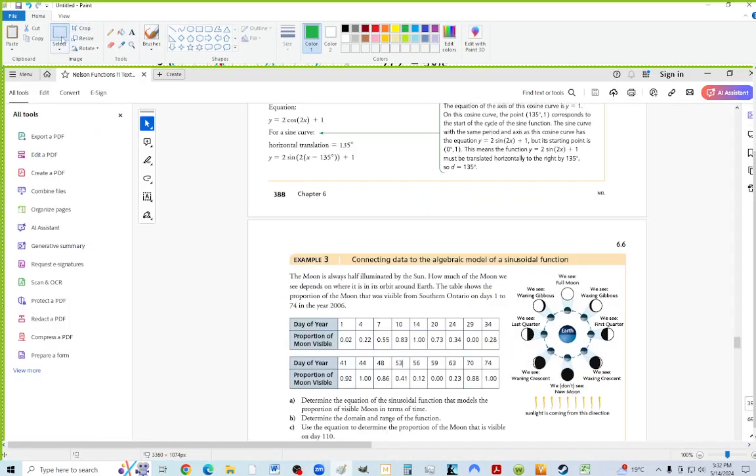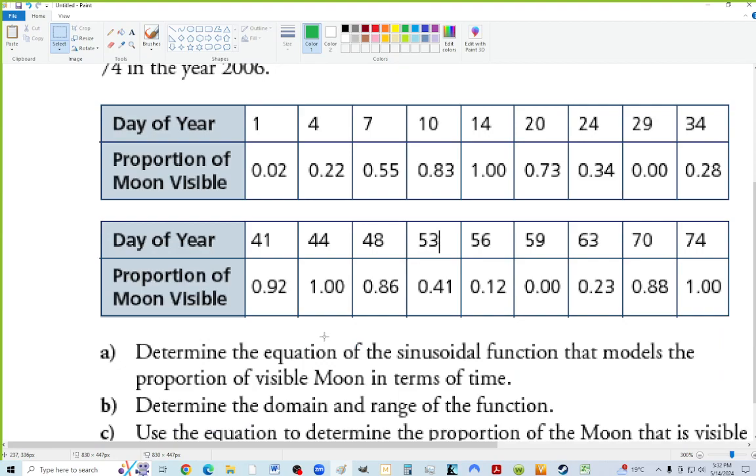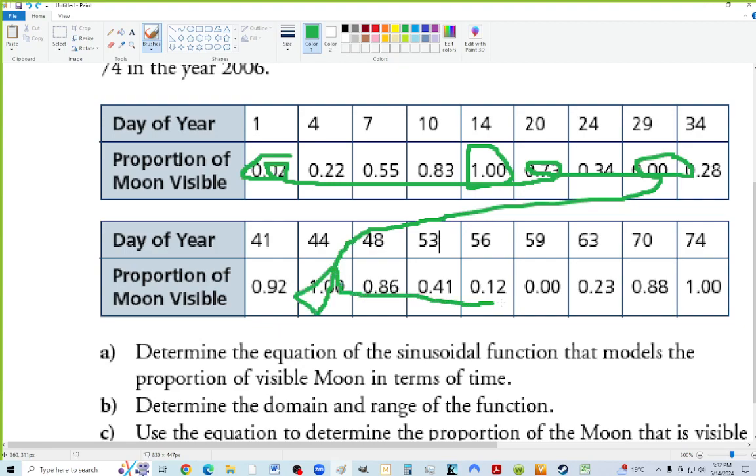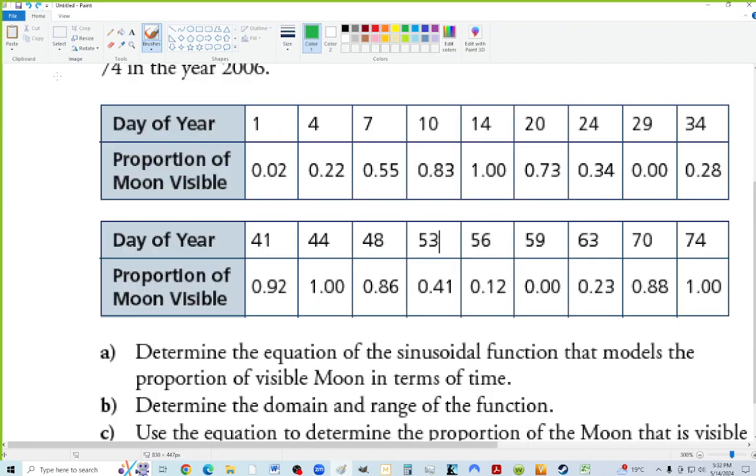One thing you can do with charts is look at the numbers. There's a numerical thing, and it's days of the year. So they're going by every 3 days. Let's look at what happened to the moon visible. 0 of the moon is visible, then 100% visible, then it goes down again to 0, up again to 1, down to 0, and up again to 1. So the lowest value I see on my y-axis is 0, and the biggest value I see is 1.